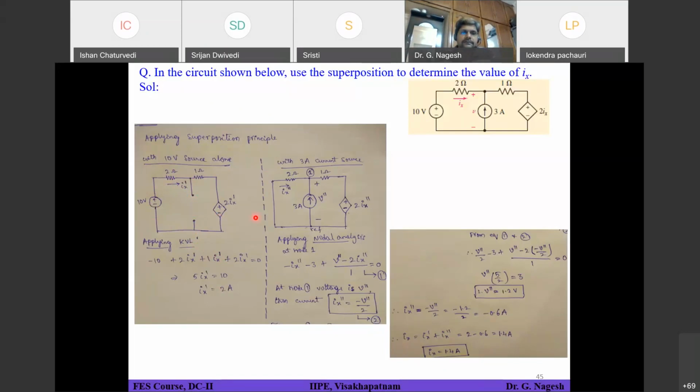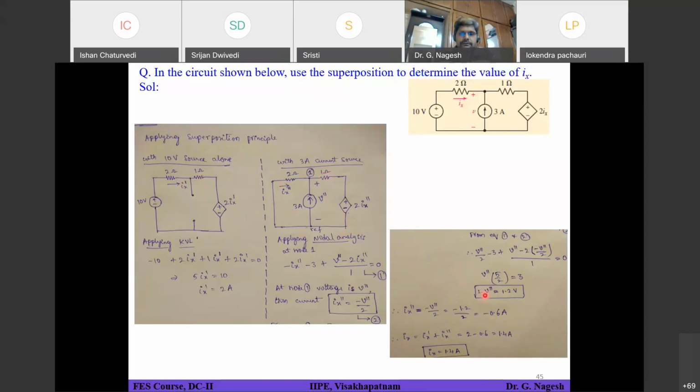Stage 1, Ix dash, that is 2 amperes. So the 1 ohm resistor current you have already found out. In stage 2, you have to find out the current flowing through the 1 ohm resistor.